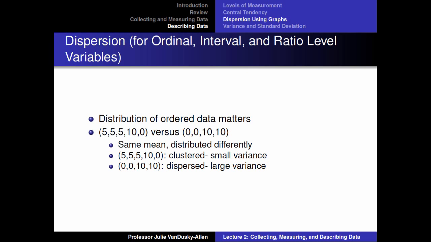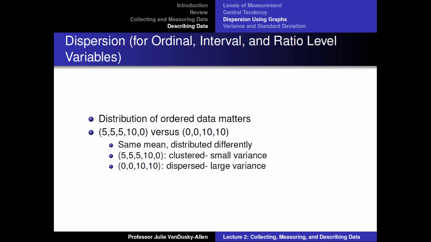The last characteristic of your variable that you should examine is how your variable is distributed. Note that this discussion only applies to ordinal, interval, and ratio level variables, as these variables assume order. The distribution of your variable can tell you a lot about the values your variable typically takes on.